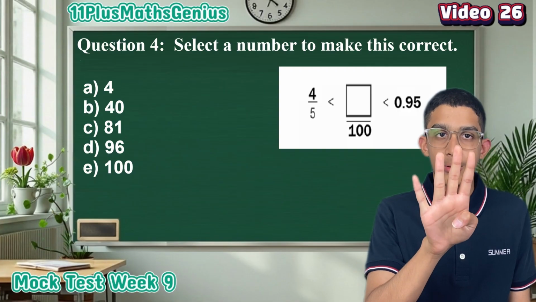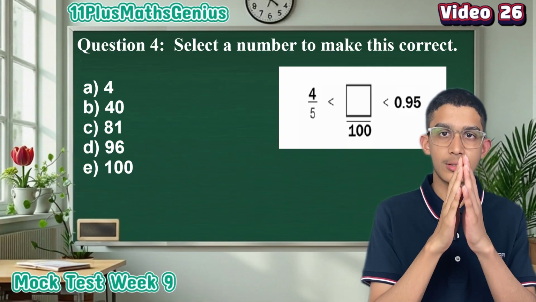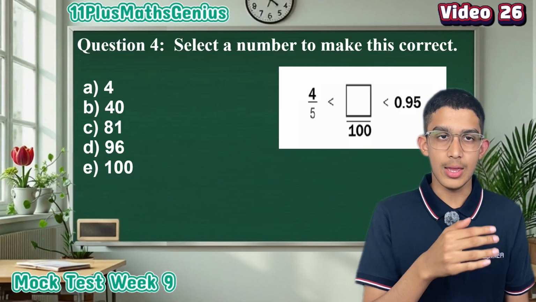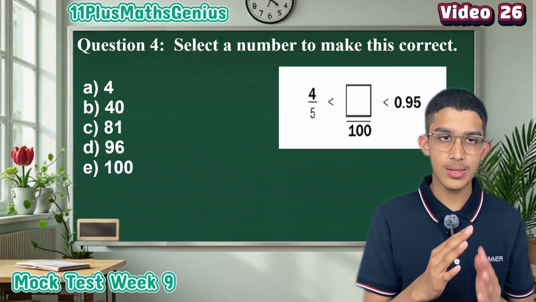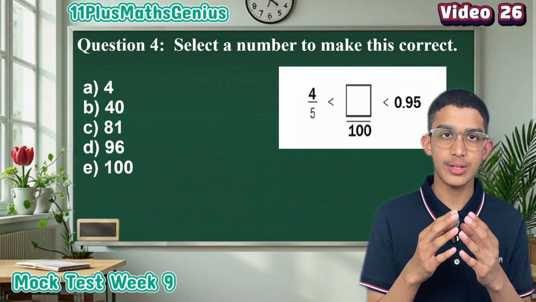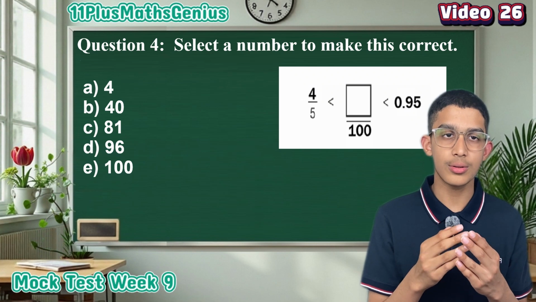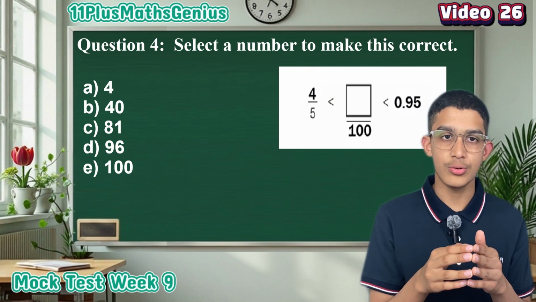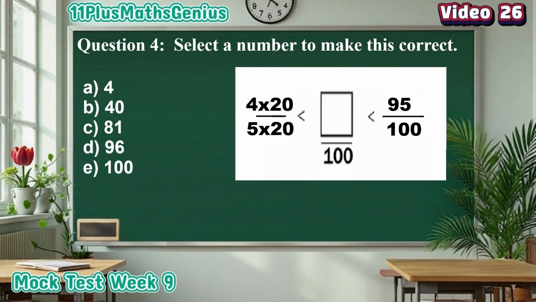Question 4. Select a number to make this correct. A, 4, B, 40, C, 81, D, 96, or E, 100. Now, to find out the missing value, we make the denominators the same.